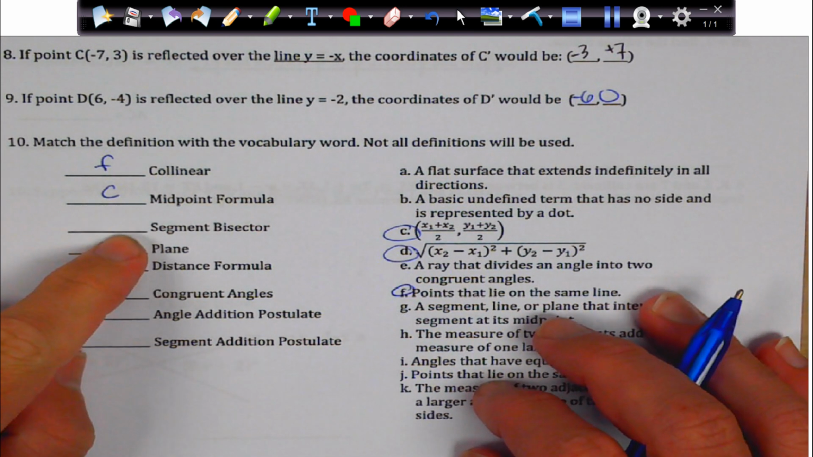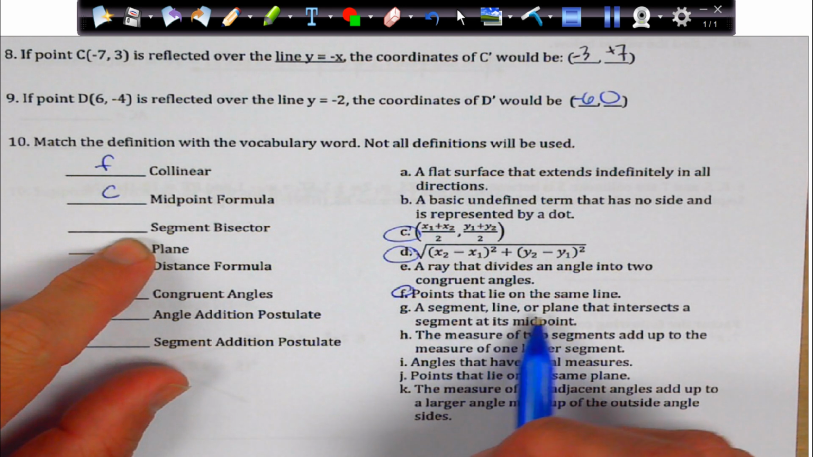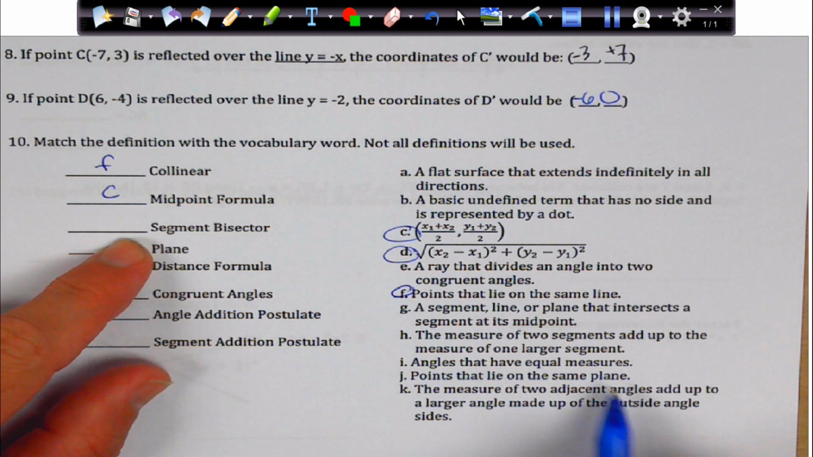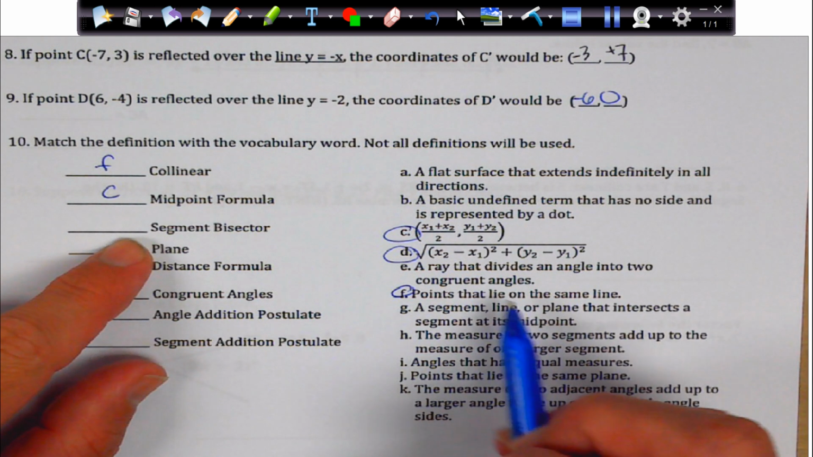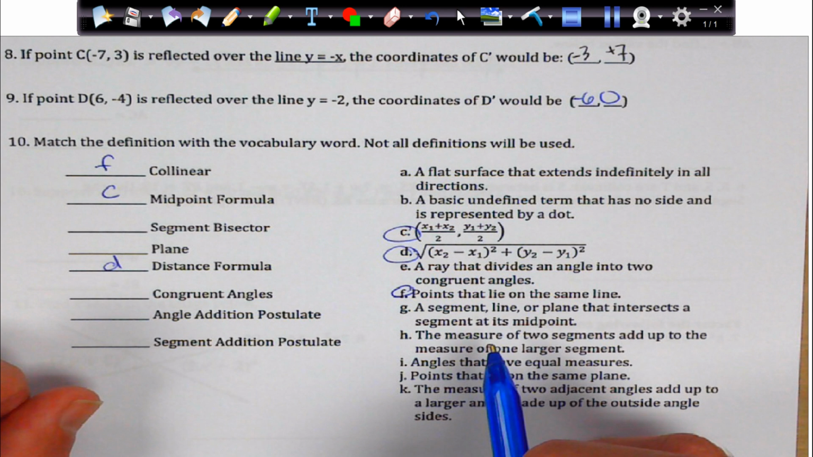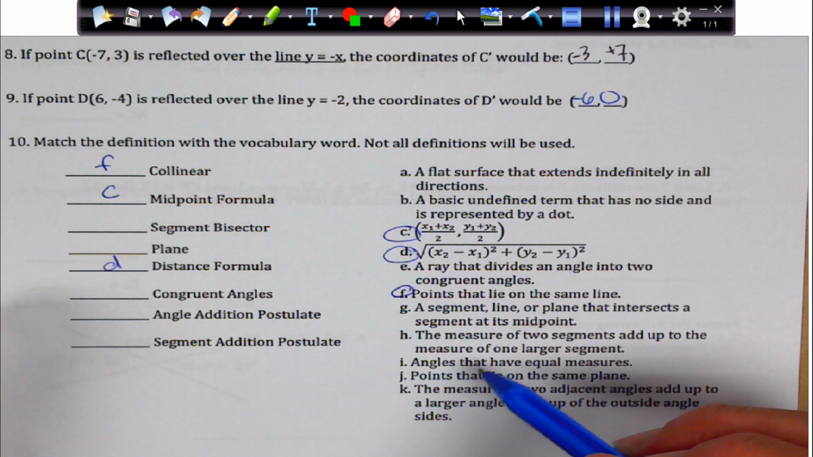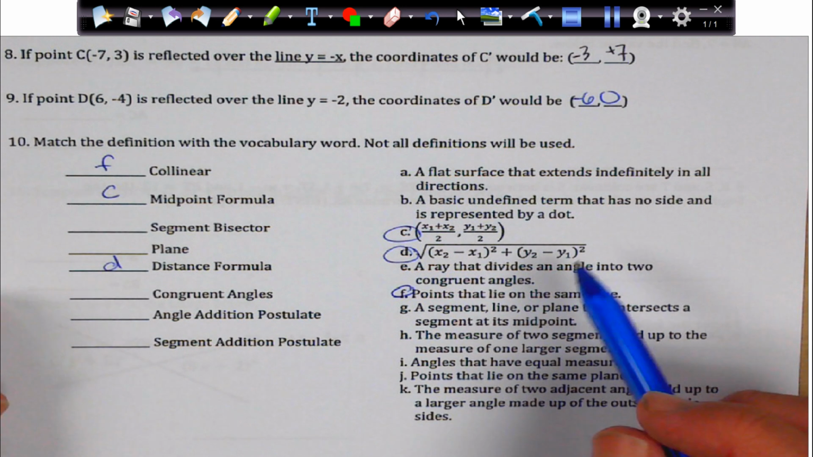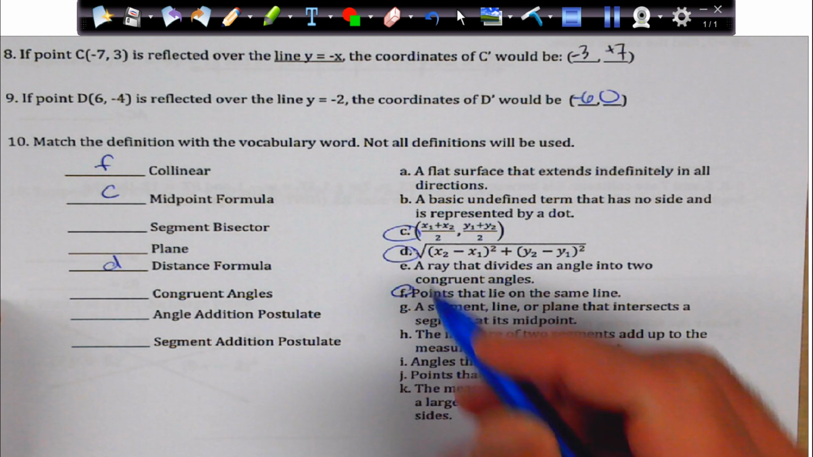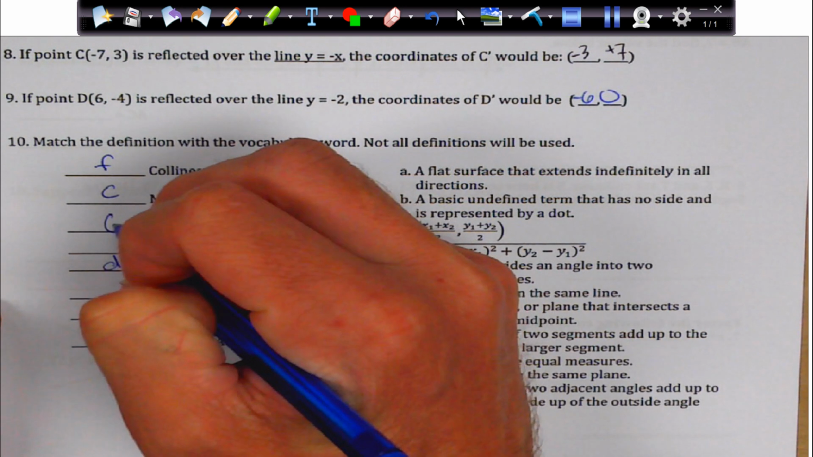Segment bisector. So we're looking for a segment, line or plane, no. The measure of 2 segments, no. Angles, points, the measure of 2, no. No. A ray that divides an angle into 2 congruent angles. Segment bisector. I guess that might be, oh, here it is. Yeah, right here, G. A segment, line, or plane that intersects a segment at its midpoint. Sorry, I read right past that one.